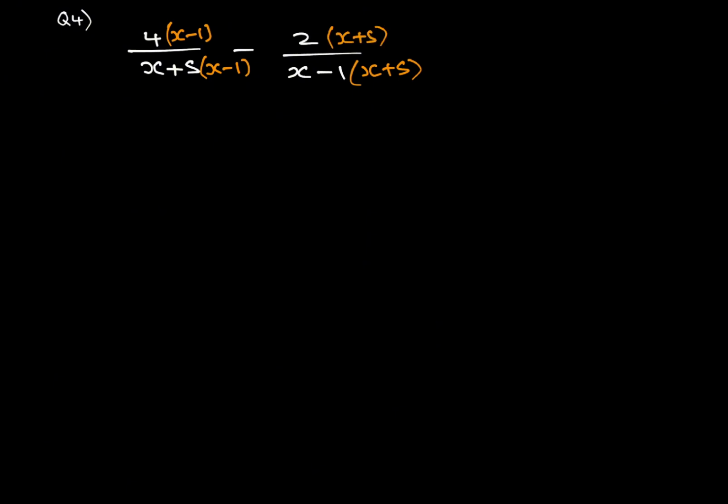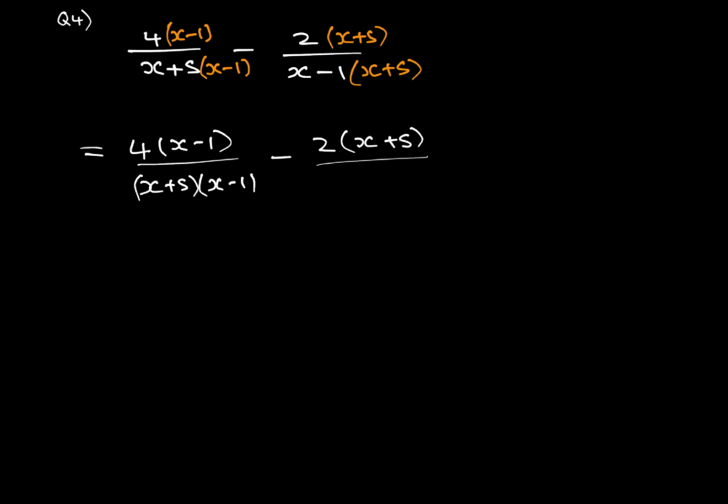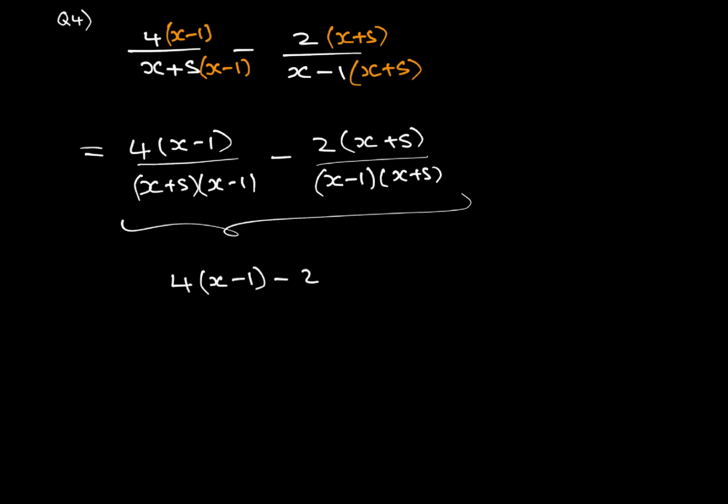Now I'm just going to rewrite this as 4 brackets x minus 1 over x plus 5 x minus 1. You can skip this step, but just for now I'm showing you how to do it. So 2 brackets x plus 5 over x minus 1 x plus 5. So you can skip to this very next step, and that is combine the numerators and write it over the common denominator. So 4 brackets x minus 1 minus 2 brackets x plus 5 all over x plus 5 x minus 1.